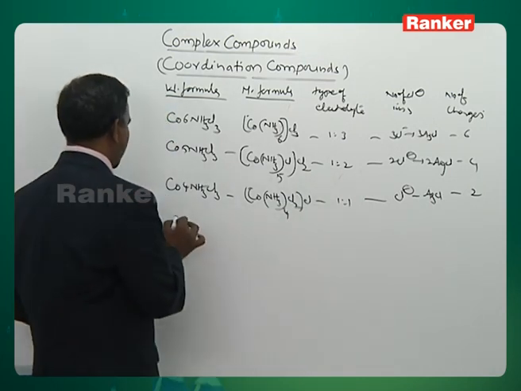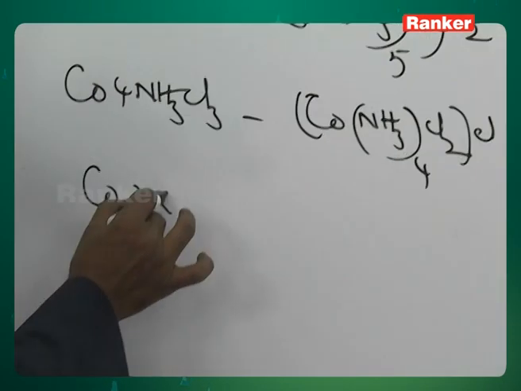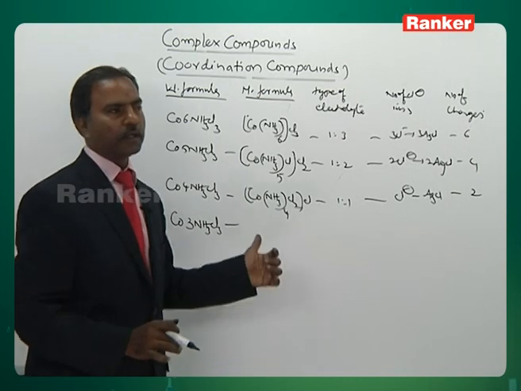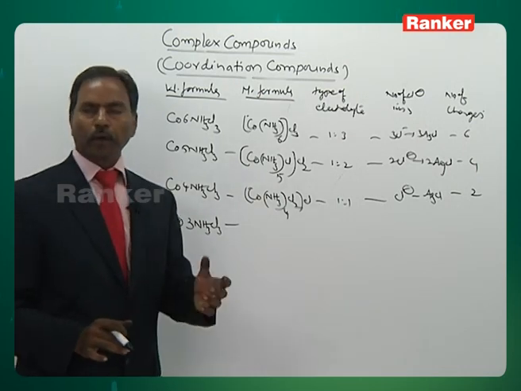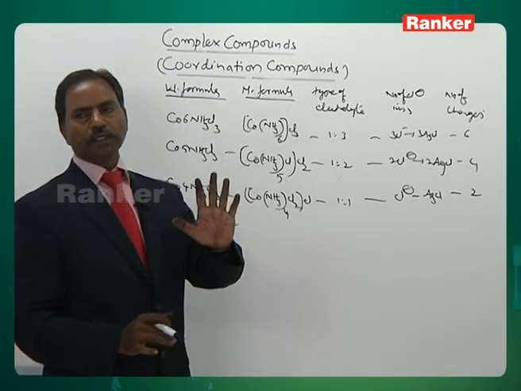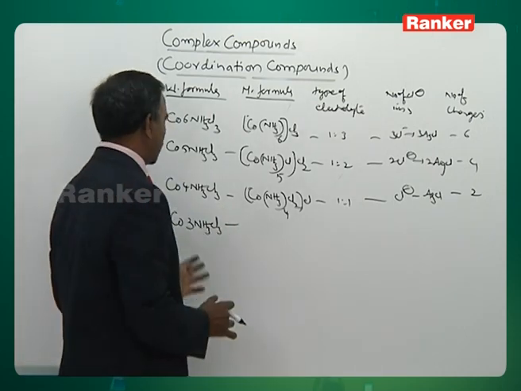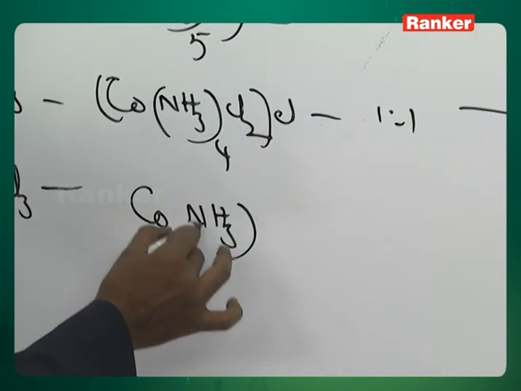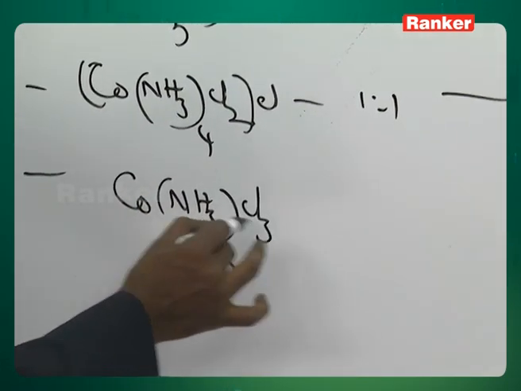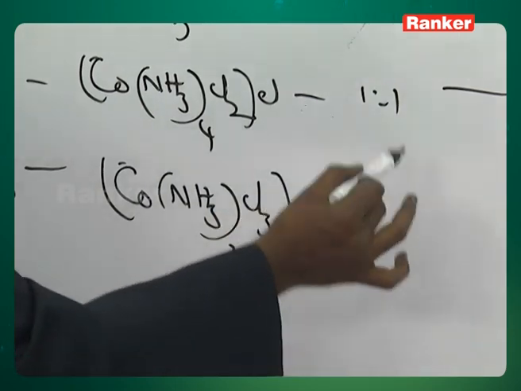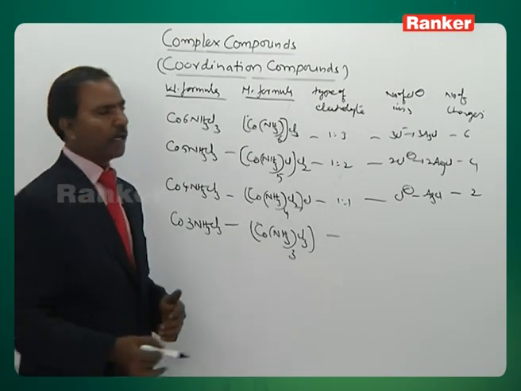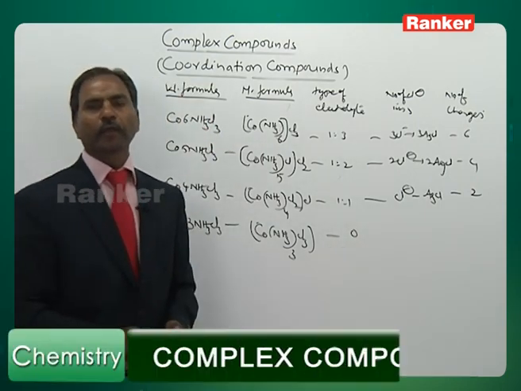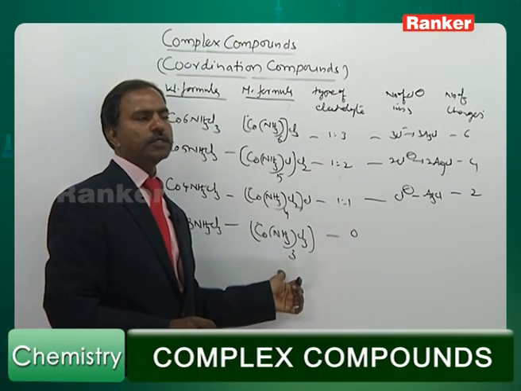Let me write the last complex, Co 3NH3 Cl3. Now again cobalt oxidation number is 3, primary valence is 3, secondary valence is 6. 3 amines are there. You have to write all the ligands within the bracket. Co taken thrice, Cl3 and all. Type of electrolyte, it is zero electrolyte we call. Why? Not producing any type of charges, any type of ions. Therefore, it is a zero electrolyte.